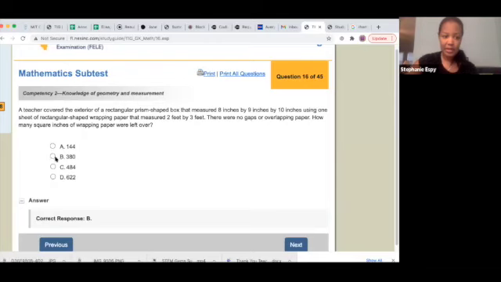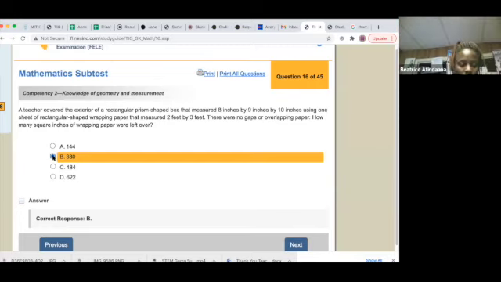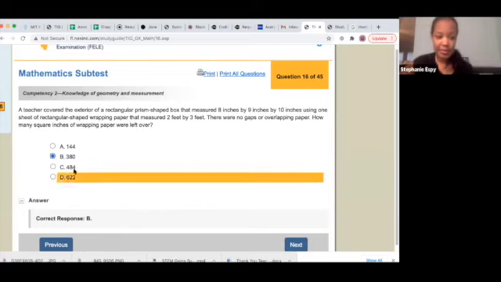All right, so let's go back to the question. And we choose 380. 380 was how much paper was left over. So we had to find, Jordan, we had to find the surface area, not the volume, but the surface area of the box. And then we subtracted the total amount of wrapping paper by the total surface area to get how much was left over. And the correct response is 380.